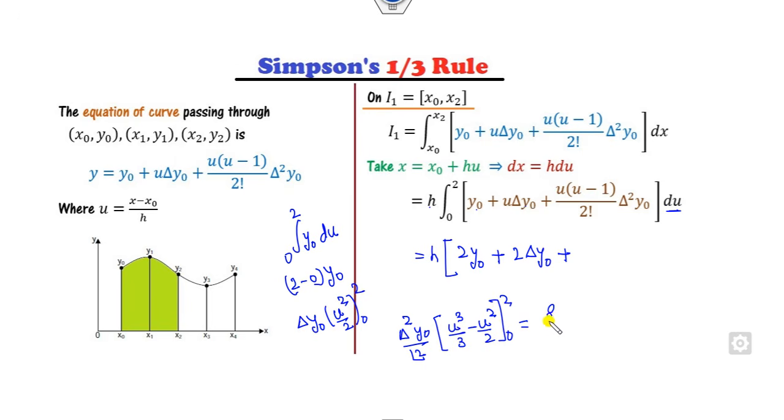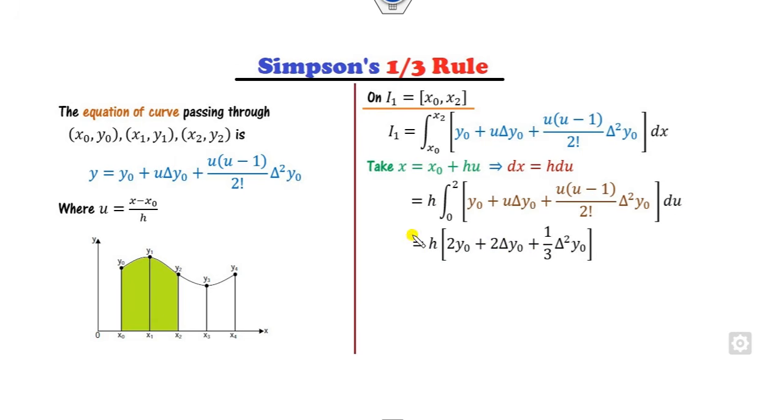What is the answer of this? 8 over 3 minus 2 minus 0. So it is 6 minus 6. So 2 over 3 and divided by 2 factorial cancel out. It's 1 over 3 delta square y naught. Fine. Now I can substitute.